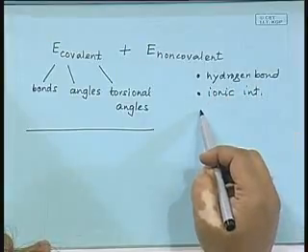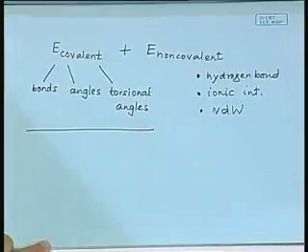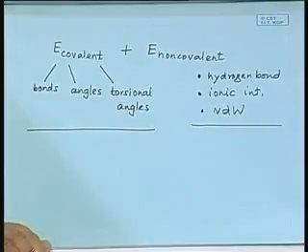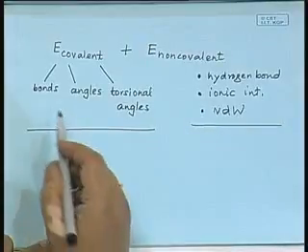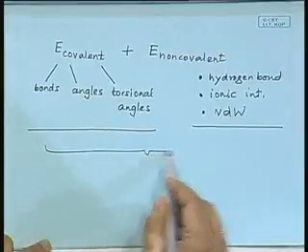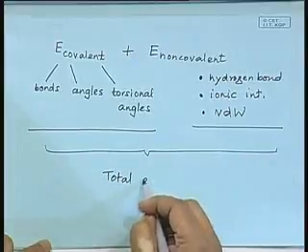And what else do we have? A van der Waals interaction. Okay, so these are the three that we could have in case of a non-covalent formation, and these are the three that we are going to have in case of covalent bond formation. And summing these together, we are going to get the total energy.